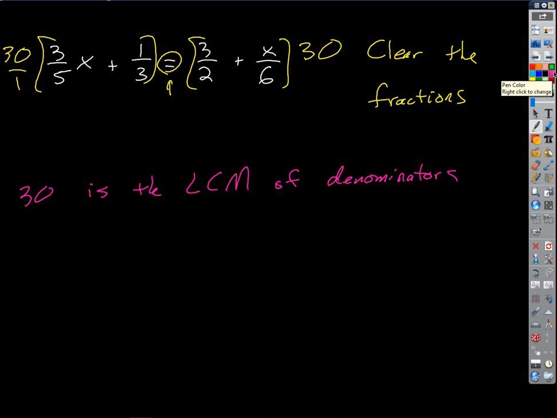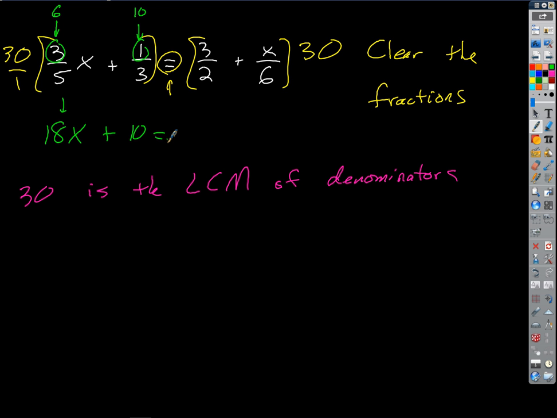30 over 5 reduces to what? 6. So then I write a 6 up there and it points at the top. 6 times 3 is 18. That's easier, isn't it, than dividing 90 by 5, right? So my first term is just 18 and then times x. 30 over 3 is 10 times 1 is 10.